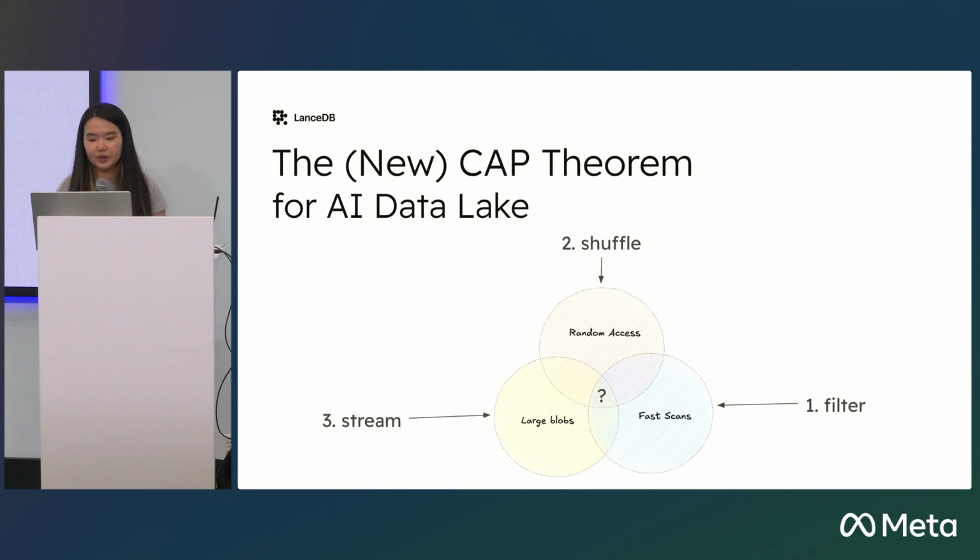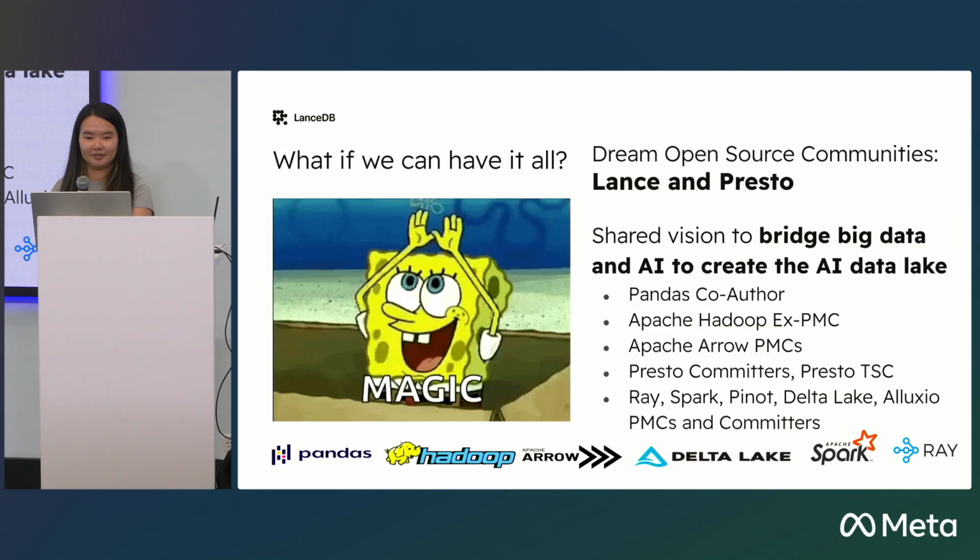And lastly, for training, we are not just working with small tabular data or even embeddings. Many times, we need to stream the original data set, the images and videos, all the way to the GPU nodes. So this requires fast streaming of large blocks, which normally reside on object storage. The reason that we call it the new CAP theorem is that the old one normally cannot be solved, but we think that the new one can be solved.